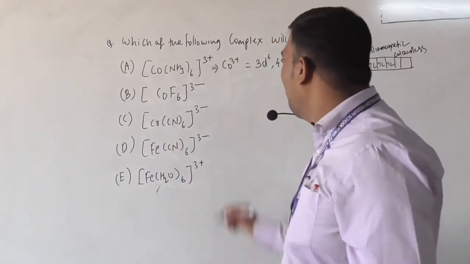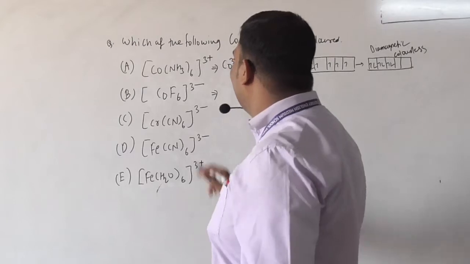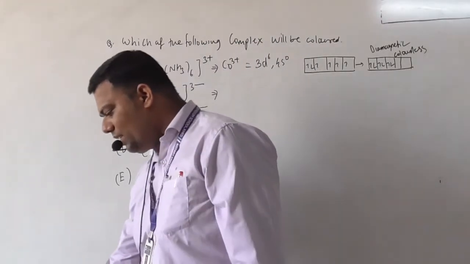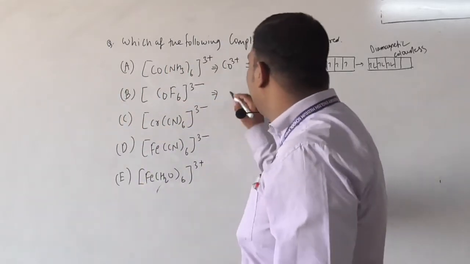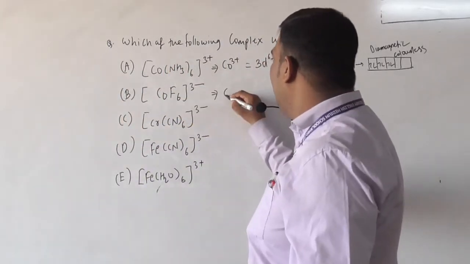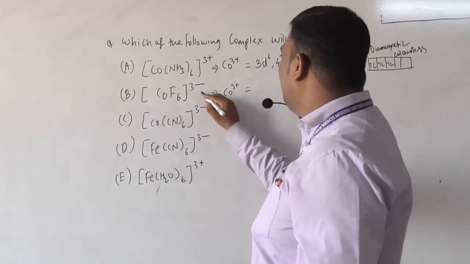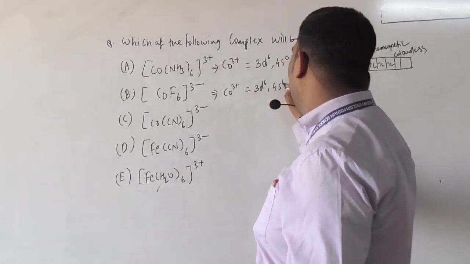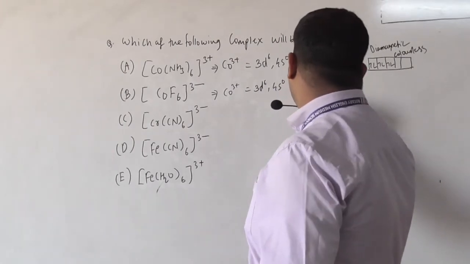Suppose you are considering [CoF6]3-. In this cobalt also you have plus 3. So same here, it will come 3d6 4s0. Now we will cross check.